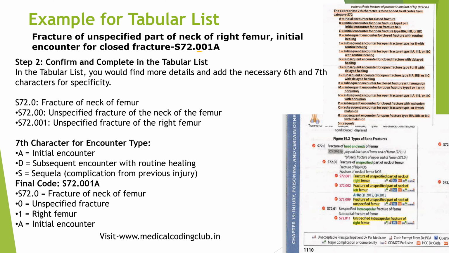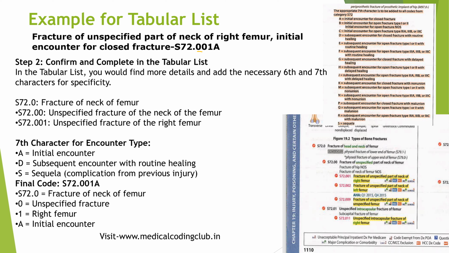Say, for example, we are looking for the code fracture of unspecified part of neck of right femur, initial encounter for closed fracture. So I'm going to the tabular list. I will look for the necessary 6th and 7th characters for the specificity. You can see I have added an image here.